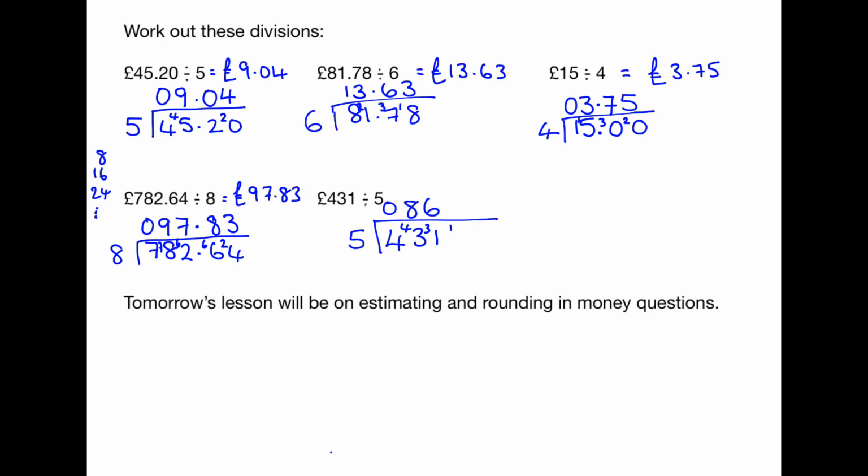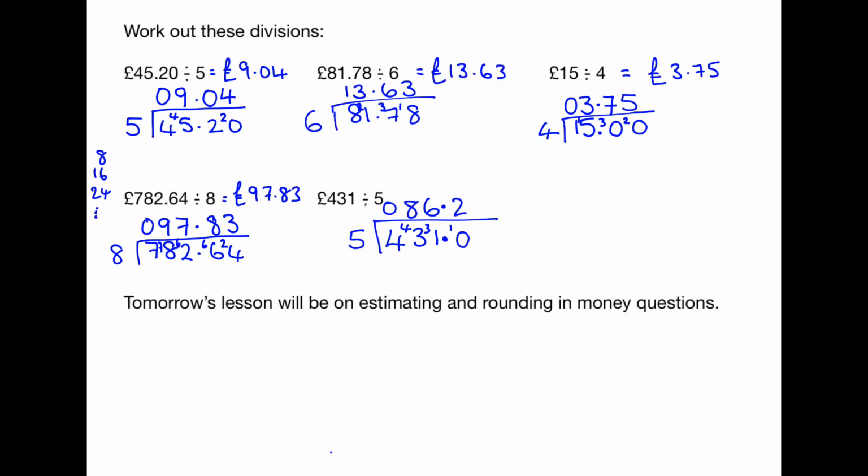So now what we need to do is give this 1 here something to carry on to, because there's nothing there, is there? So remember, 431 is exactly the same amount as 431.0. So if we've got a decimal point here, we need one here as well. 5 into 10 goes twice. Okay, so we've finished because we've got an exact answer now. We don't need to keep going.